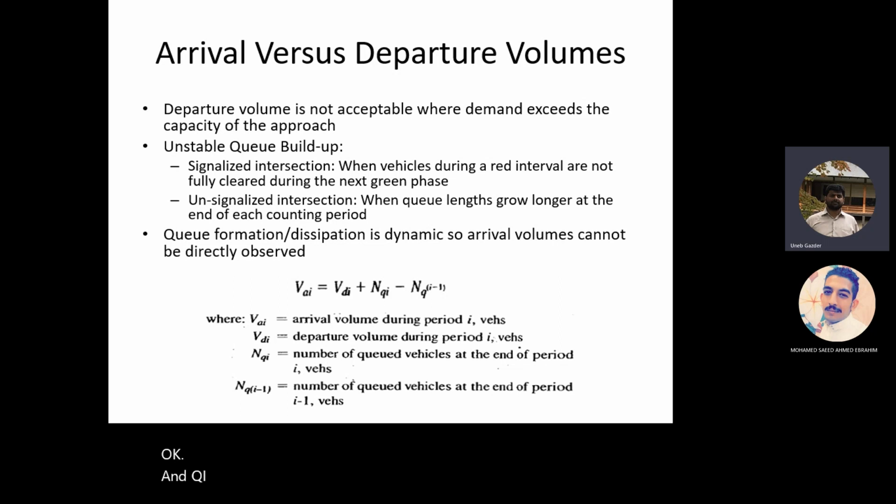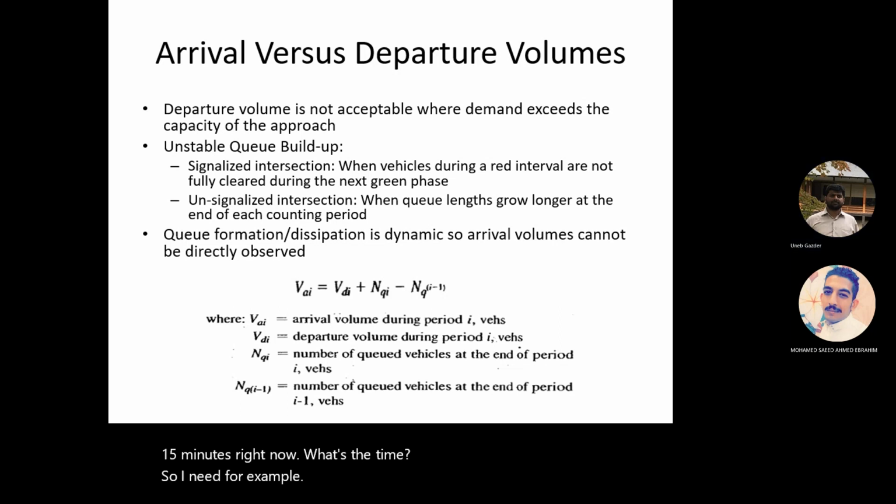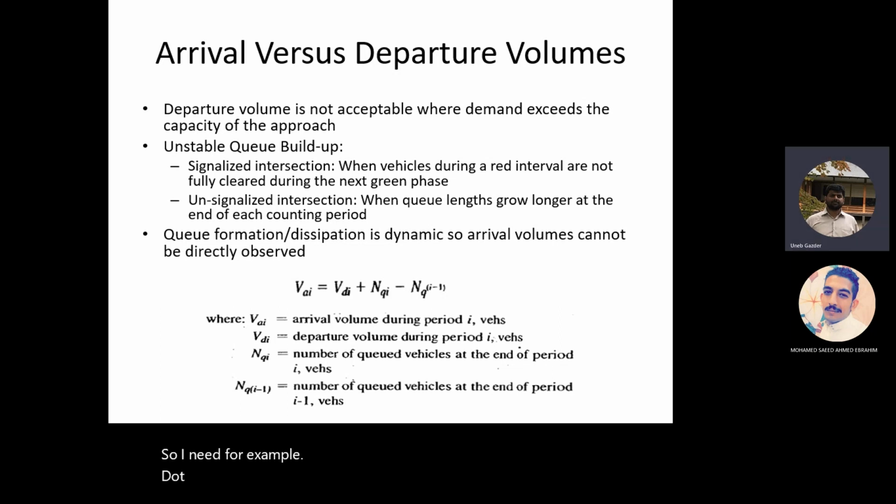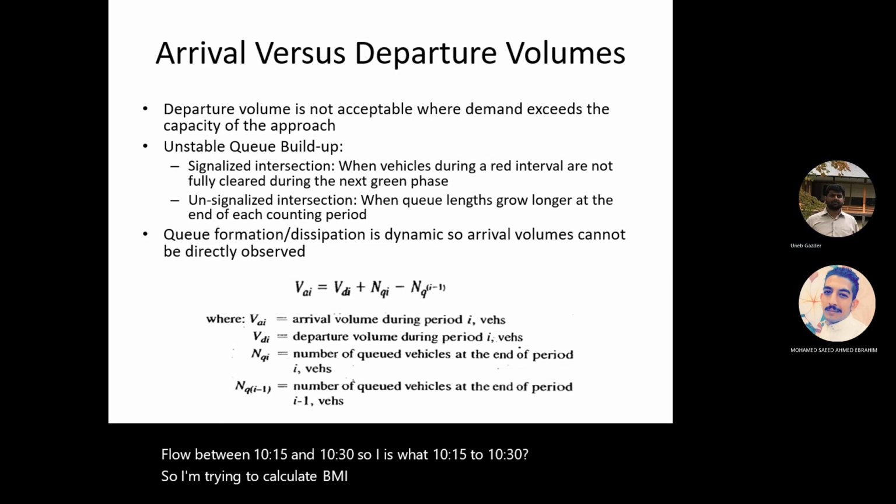NQI. NQ means number of vehicles in the queue. So I want the volume for these 15 minutes. Right now, what's the time? 10:25. So I need, for example, the arrival flow between 10:15 and 10:30. So I is what? 10:15 to 10:30. I'm trying to calculate VAI. How many vehicles came between 10:15 and 10:30?